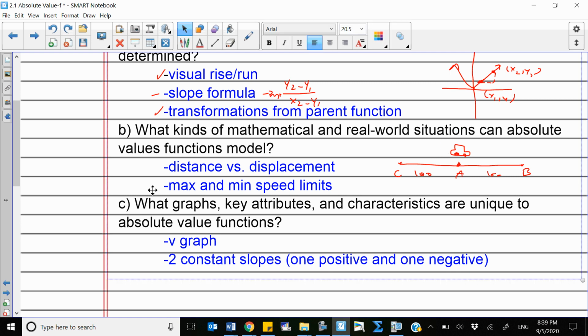Another situation could be maximum and minimum speed limits. So we can also use absolute value functions for these kind of situations as well.